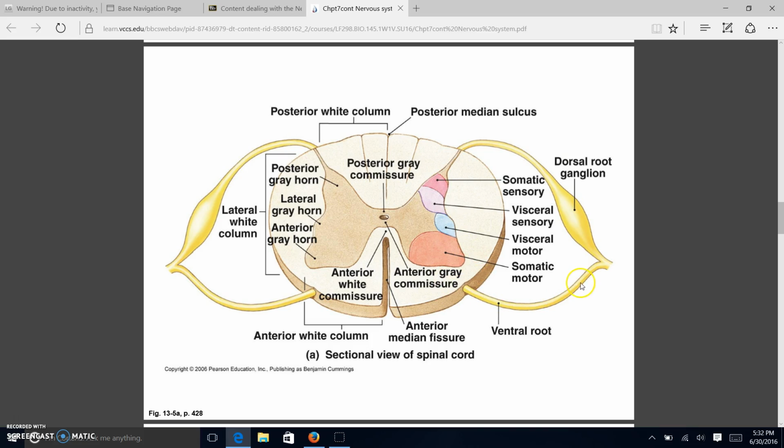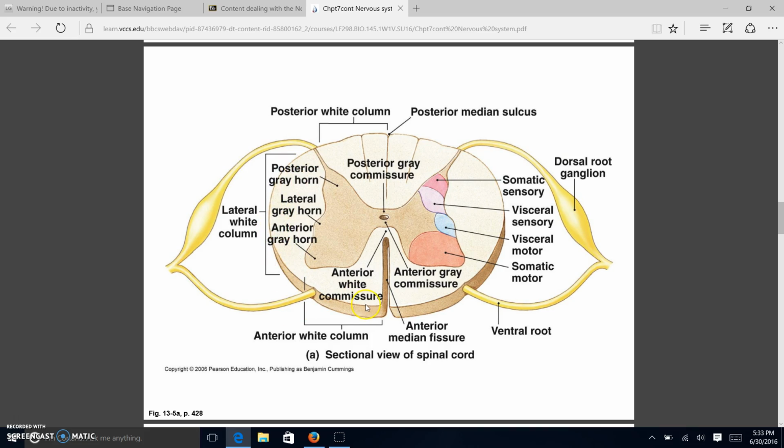Again, notice I've got the ventral root coming out, and the dorsal root with the dorsal root ganglion going to the back side, the posterior side, where the posterior median sulcus is. I've got the anterior side here where the ventral root is coming out. Now, notice in the gray area that we have what we call the horns of the gray area. So I've got the posterior gray horn, the side or lateral gray horn, the front or anterior gray horn. I also have a lateral white column, the white area out through here.